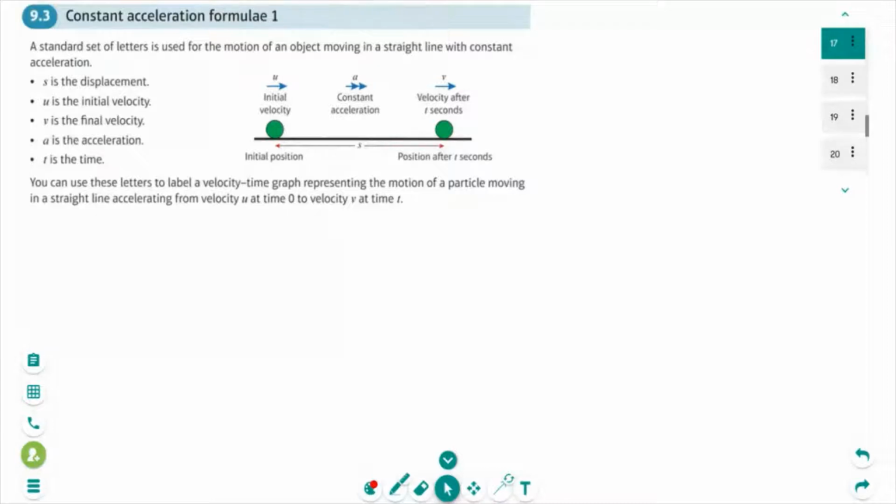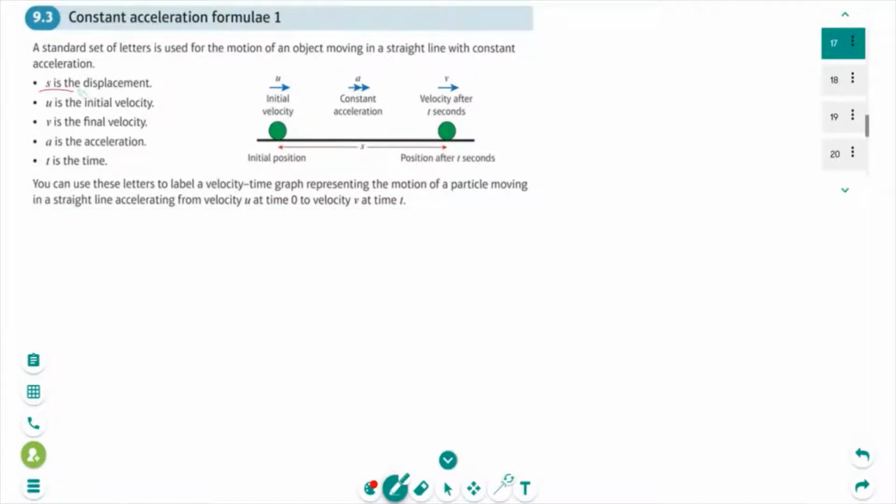First of all, notation. In mechanics, they use these letters, nothing else. S is used for displacement. Displacement is like distance with a direction. U is the initial velocity. V is the final velocity. A is acceleration. And T is the time. So SUVAT for short, SUVAT.